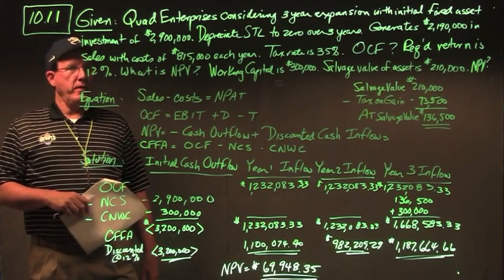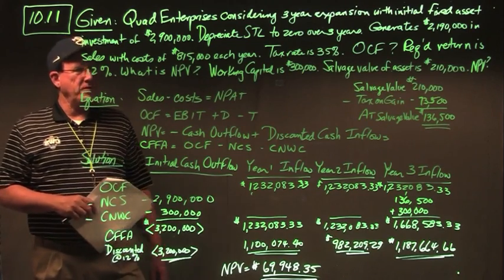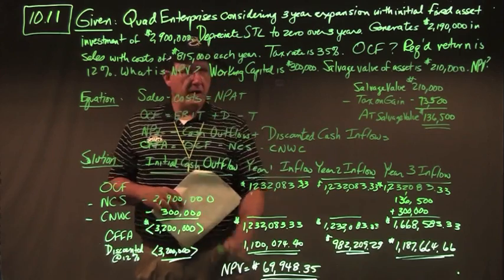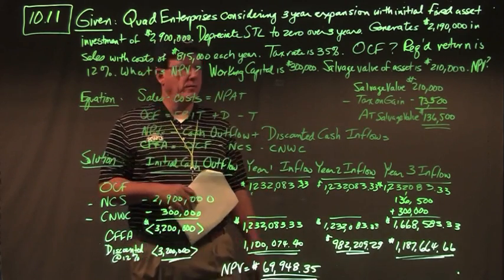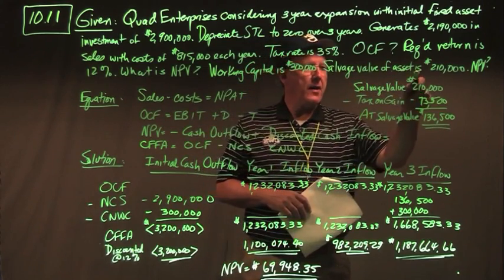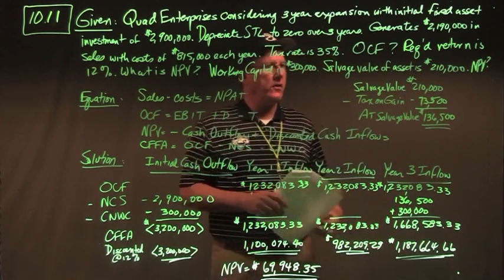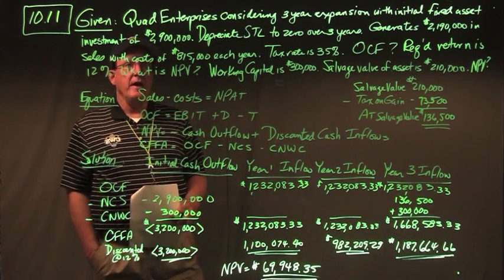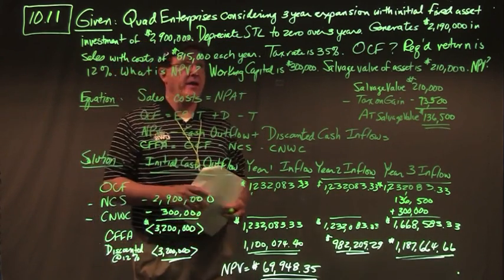In problem number 11, we have the same givens as 9 and 10, except this time we're going to insert some working capital to start the project off of $300,000, and that's a cash outflow for cash, accounts receivable, inventory, and so on. I can sell my equipment at the end of the 3 years for $210,000. Now, what's the NPV?